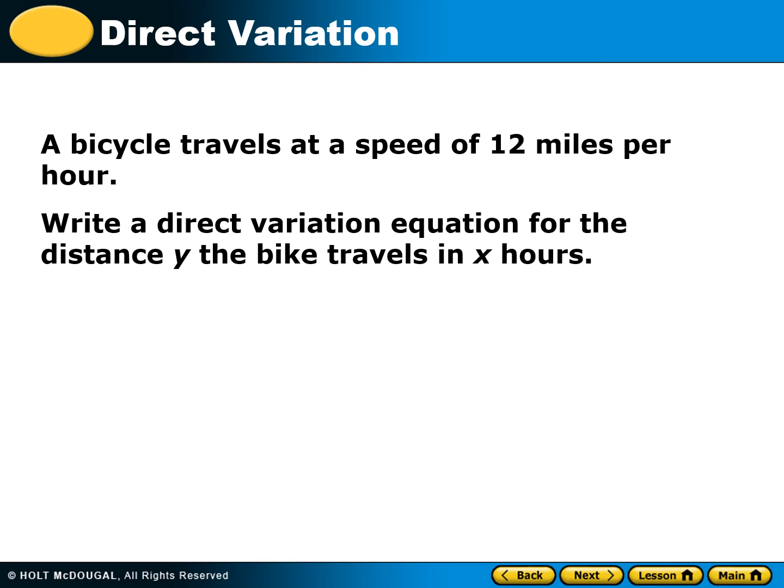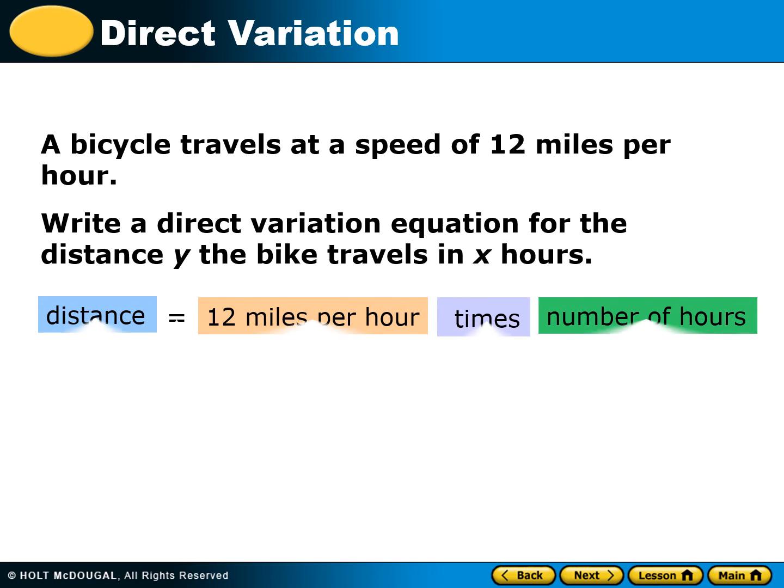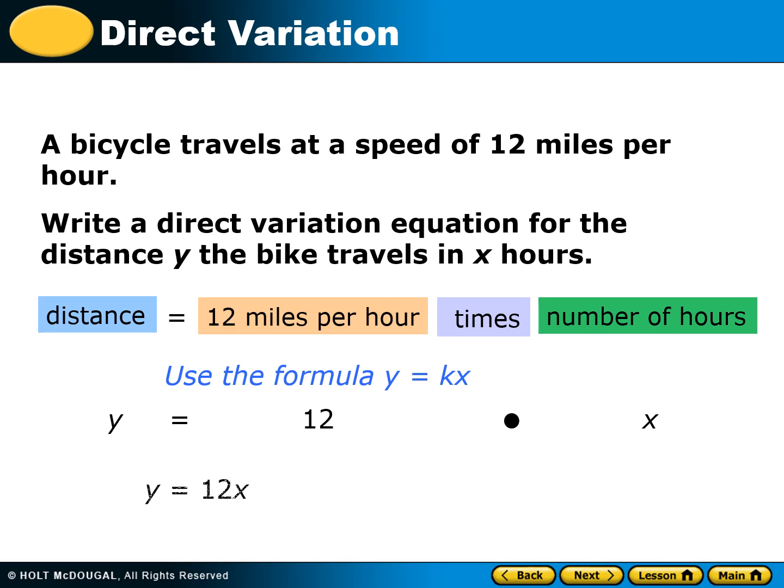Now let us have another one. A bicycle travels at a speed of 12 miles per hour. We are going to write a direct variation equation for the distance y the bike travels in x hours. The first thing we are going to do here is to have distance equals 12 miles per hour times number of hours. So using the formula y equals kx, we are going to have our direct variation equation, which is y equals 12x. Since the number of hours is unknown, we are going to represent it as x.